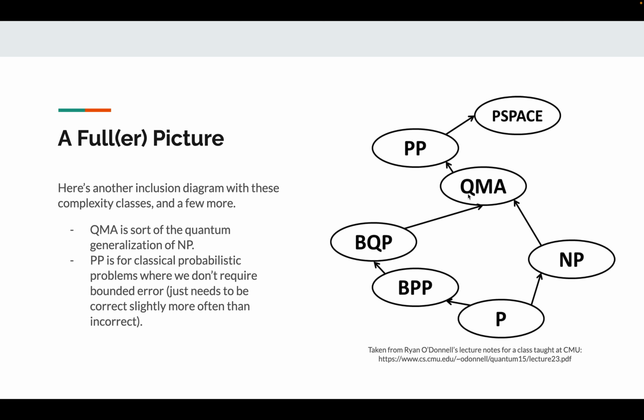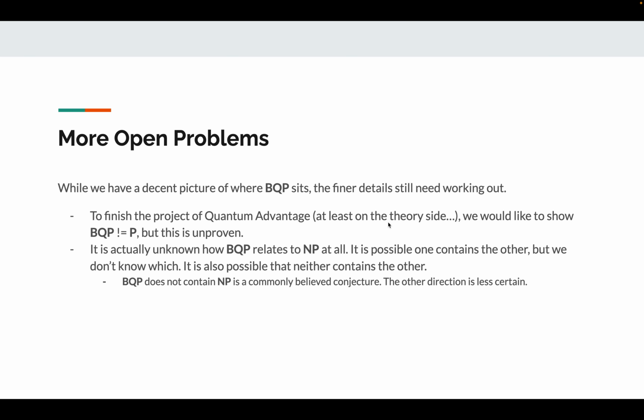QMA is another quantum class that I wanted to throw in there. It's our generalization of NP. So P is to NP as BQP is to QMA. I won't go further than that, but it is interesting to know that such a thing exists. We also have this class PP, another probabilistic class where we don't require bounded error. It's very interesting that this can do anything in these two quantum classes without even having a qubit. Of course, the problems in PP are very hard, because having only a slightly more correct algorithm than incorrect doesn't give you a lot of confidence that you can boost and run it many times and get a good idea statistically. Still, it's certainly very interesting.